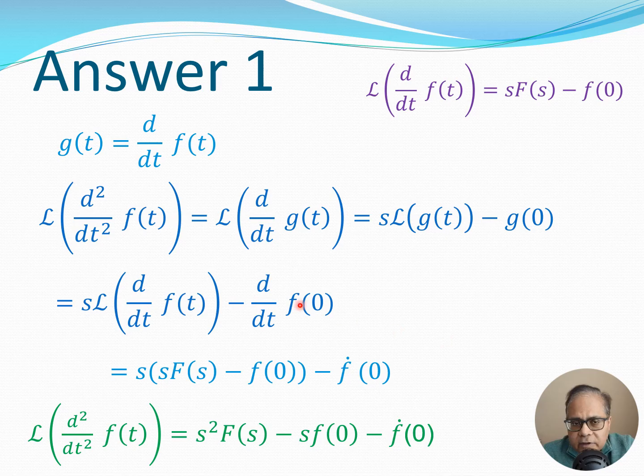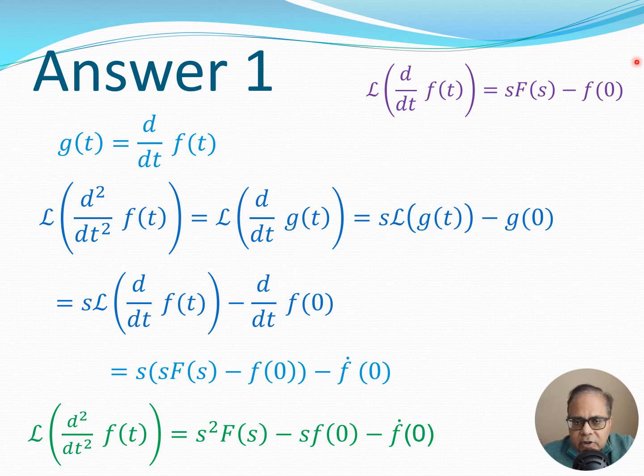Now, to prove this particular theorem, we are going to start with a theorem which I proved in the last lecture, which is that the Laplace transform of d by dt f(t) equals sF(s) minus f(0). And what we now do is define a function g(t) as d by dt f(t). Now, if we look at the Laplace transform of the second derivative of f(t), we can write it as the Laplace transform of the first derivative of g(t), because I have defined g(t) as follows.